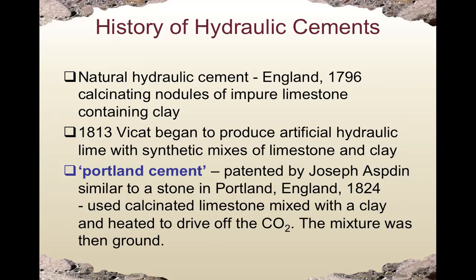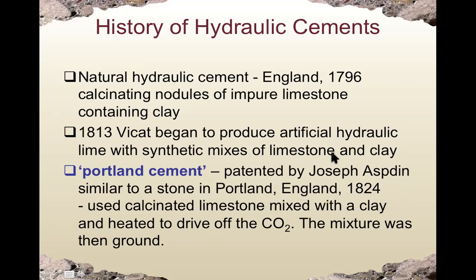Right, and this slide is showing us the history of modern cement. The first natural hydraulic cement came from England, 1796, by calcining nodules of impure limestone containing clay. The major components for cement are limestone, CaCO3, and also clay. So inside clay, we have silica, we have aluminum oxide. Okay. 1813, French chemist Vicat produced artificial hydraulic lime with a mix of limestone and clay.